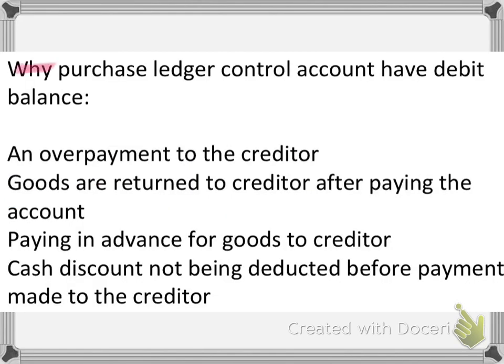Okay, so why does the purchase ledger control account have a debit balance? So first, it could be because of an overpayment to the creditor, or the goods are returned to the creditor after paying the account, and paying in advance for goods to the creditor, as well as cash discount not being deducted before the payment made to the creditor.